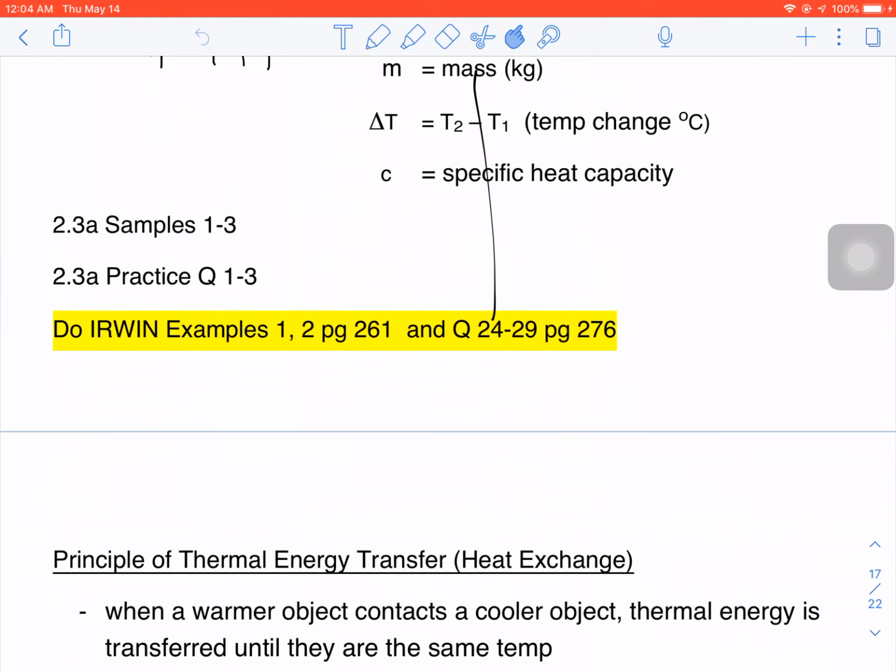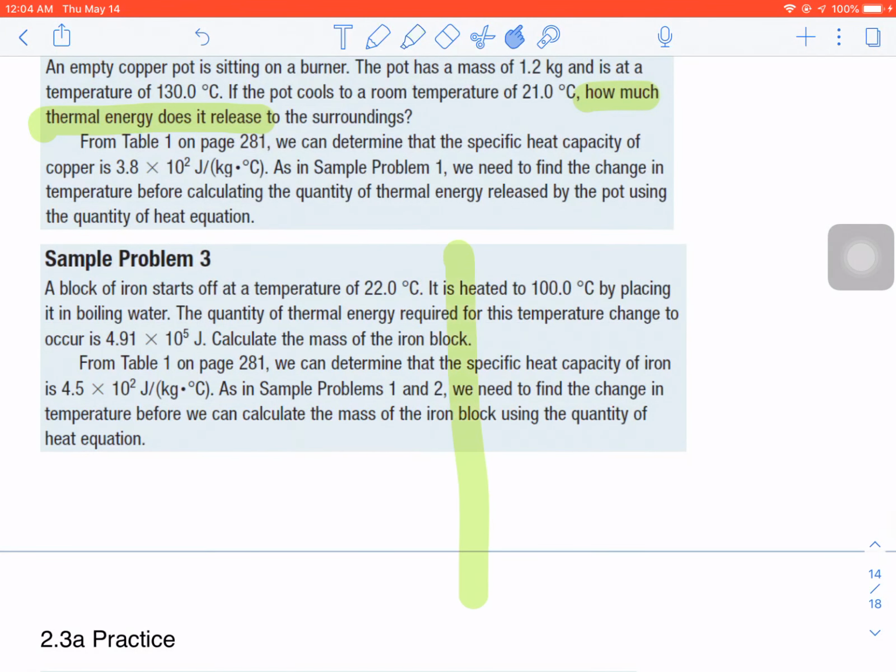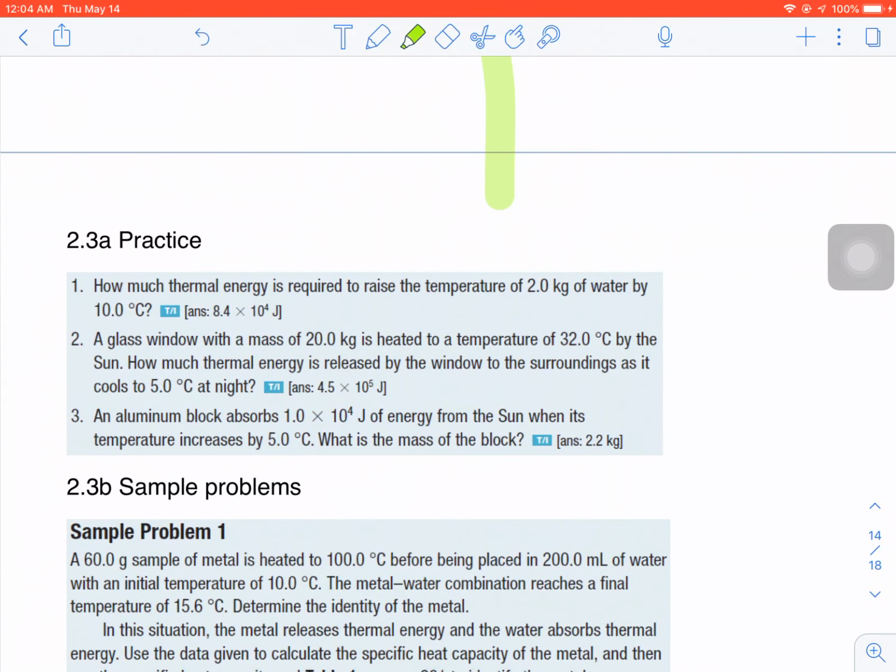Right, so what I want you to do is work on the 3 practice questions that are here in the package. That would be practice questions 1, 2, and 3 here. And then that's for 2.3a. We'll come back to 2.3b tomorrow for Friday.